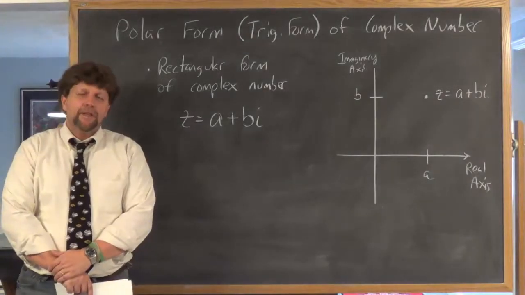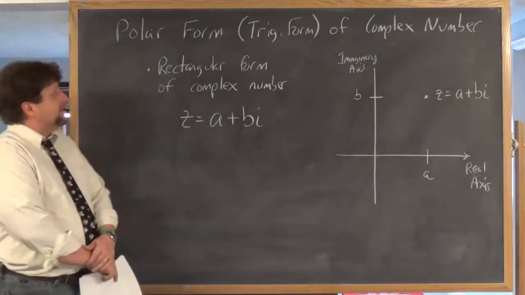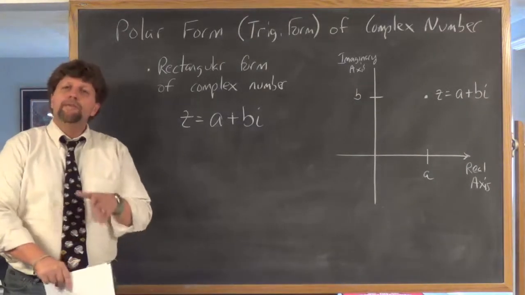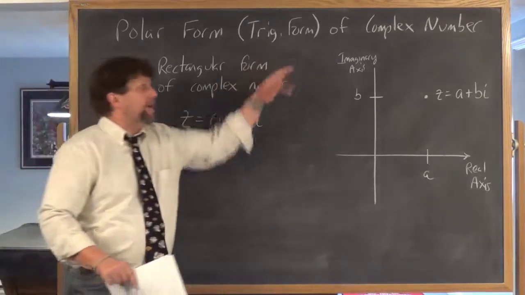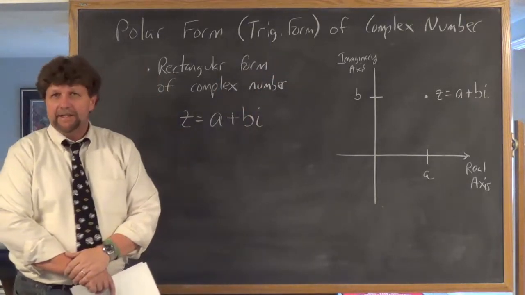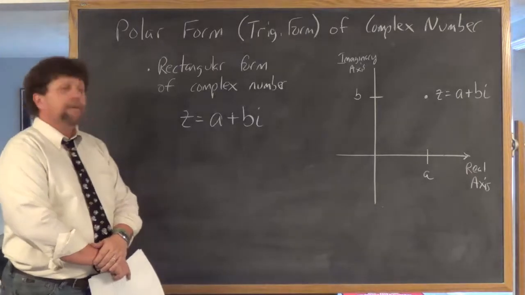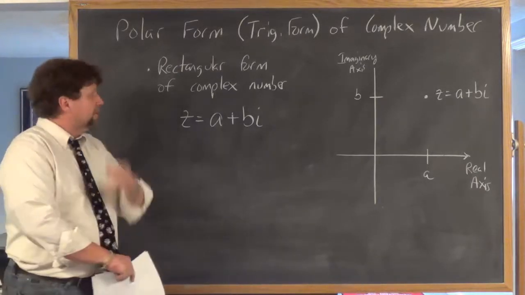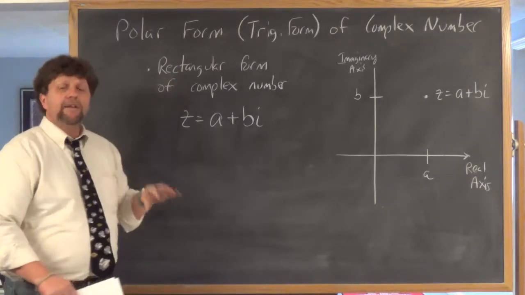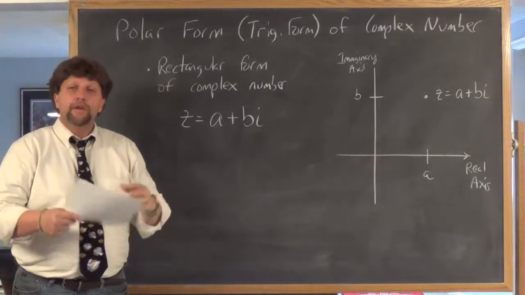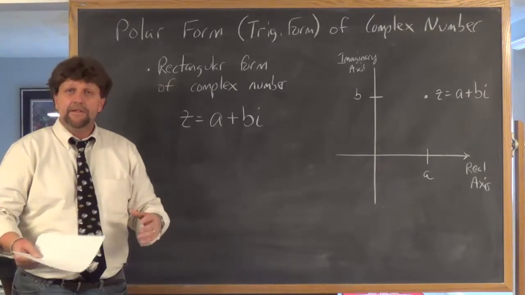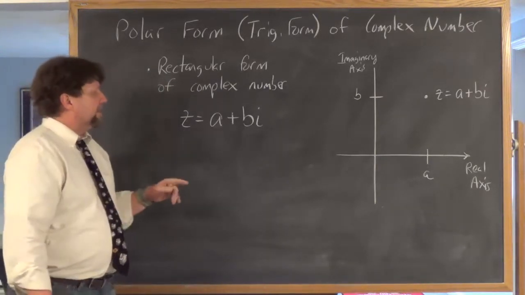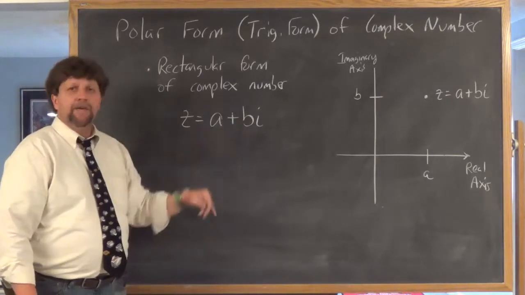Hey folks, the next topic we're going to look at is the polar form, or sometimes people call it the trigonometric form, of complex numbers. So if you remember back to complex numbers, the rectangular form, or the form that you're used to having seen so far, of a complex number, it's the form a plus bi.